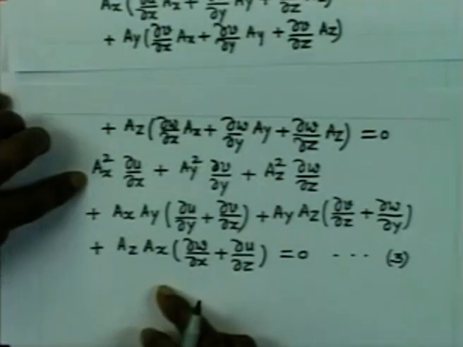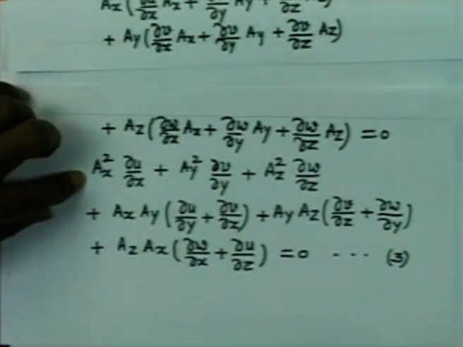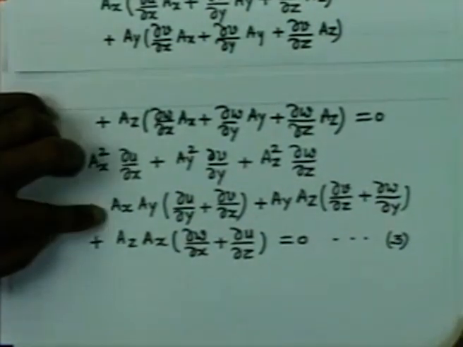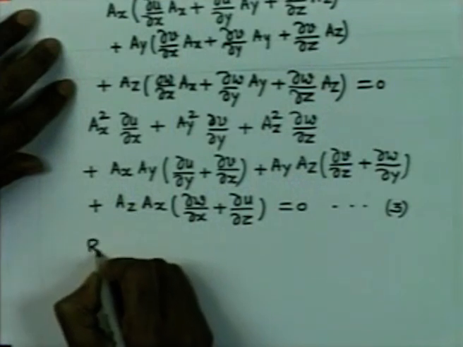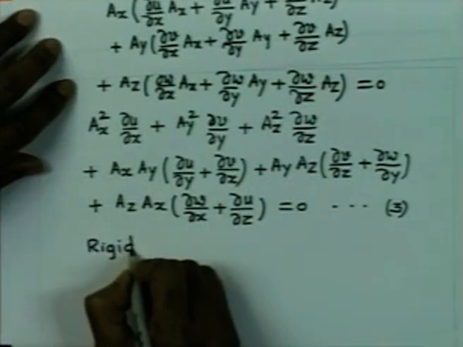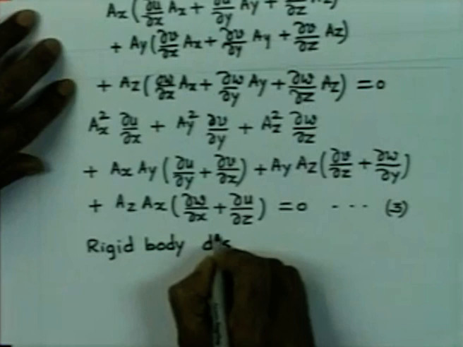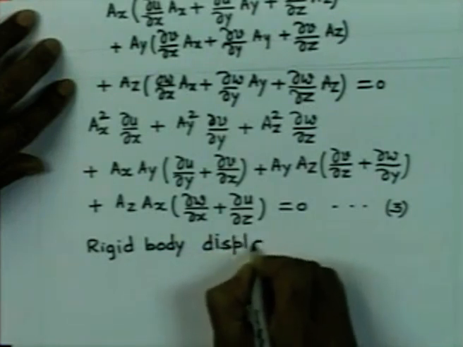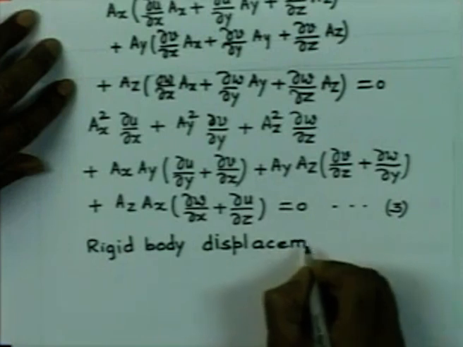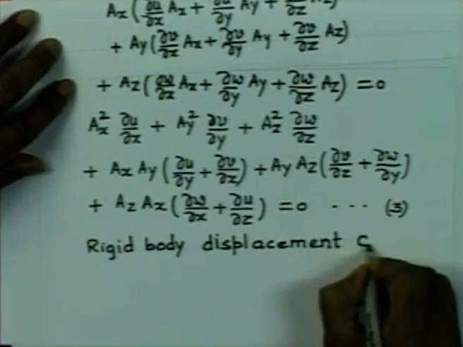ax, ay, az are always positive, and at the same time all these quantities are positive. So, therefore, if the left hand side is to be 0, this demands that the coefficient of all these terms have got to be 0. So, therefore, rigid body displacement condition.